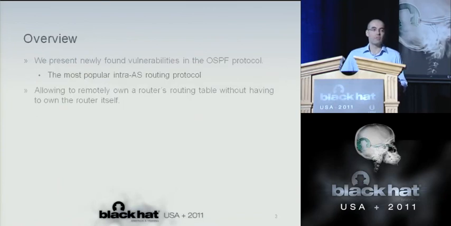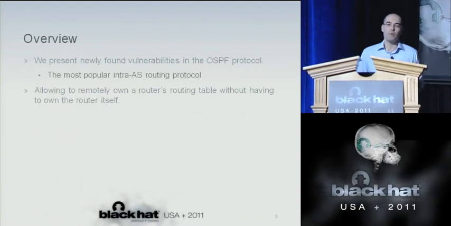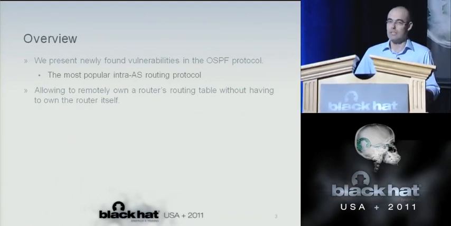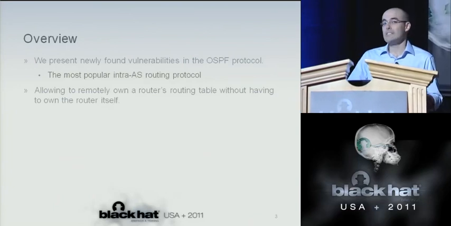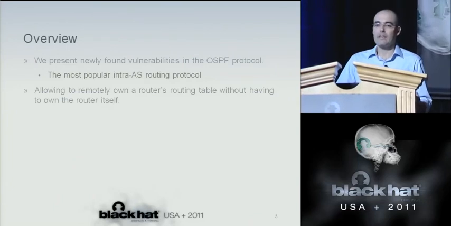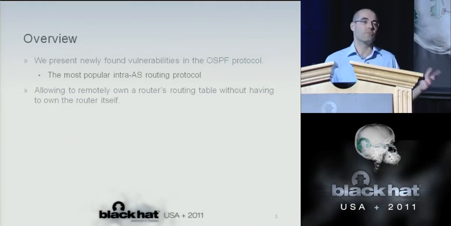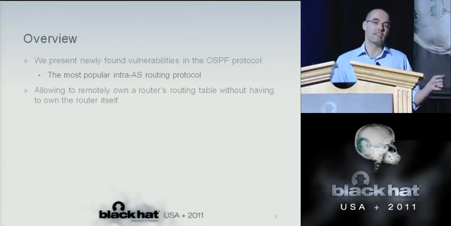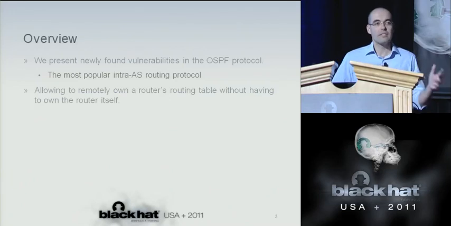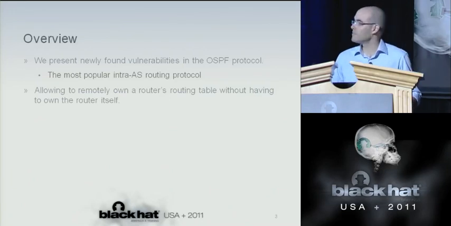Let's begin with a general overview of what you're going to hear. I'm going to present today some newly found vulnerabilities in the OSPF protocol, which is probably the most common or popular routing protocol inside autonomous systems. As I said, the attacks allow an attacker to remotely own the routing table of another router without actually having to control or own the router itself. This is, of course, very desirable for the attacker since he doesn't have to get remote code execution on the remote router. You just have to execute the attacks I'm going to present.